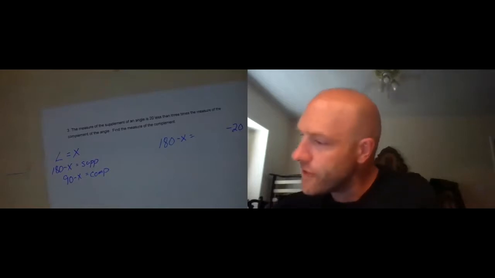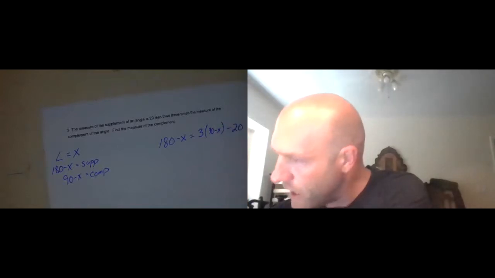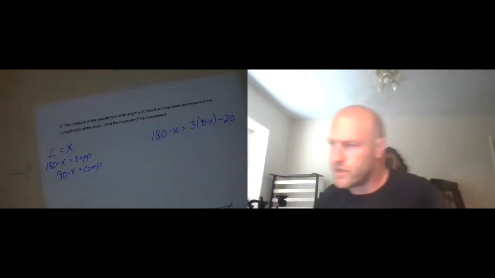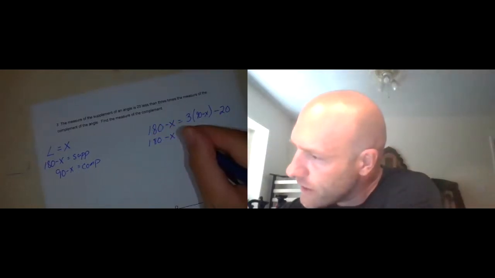3 times the measure of the complement. So 3 times that complement, 90 minus x, and I can solve from here. I usually do it in kind of weird ways. I'll try to do it kind of the normal way this time around. If you're interested in my wackiness, I can show you my strange methods as well.